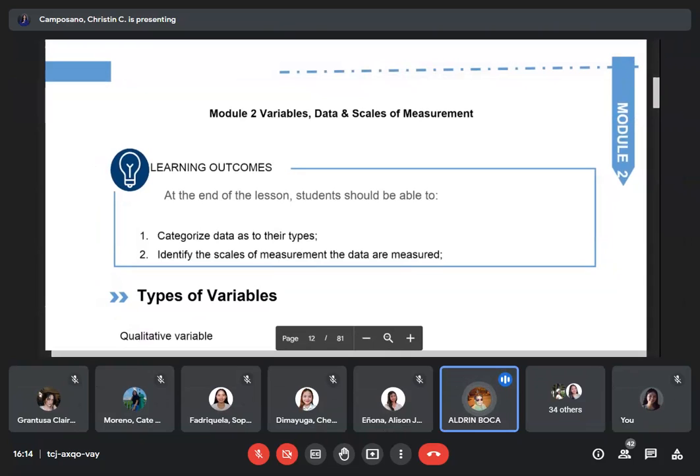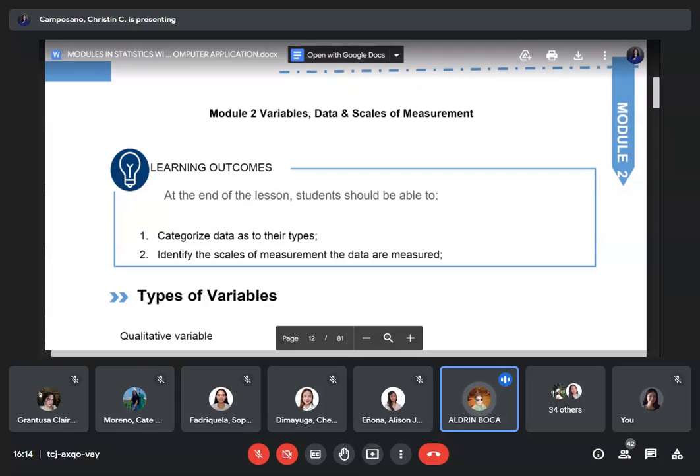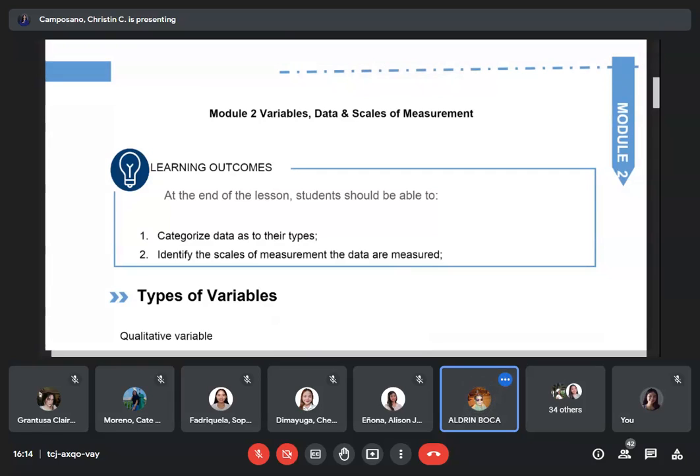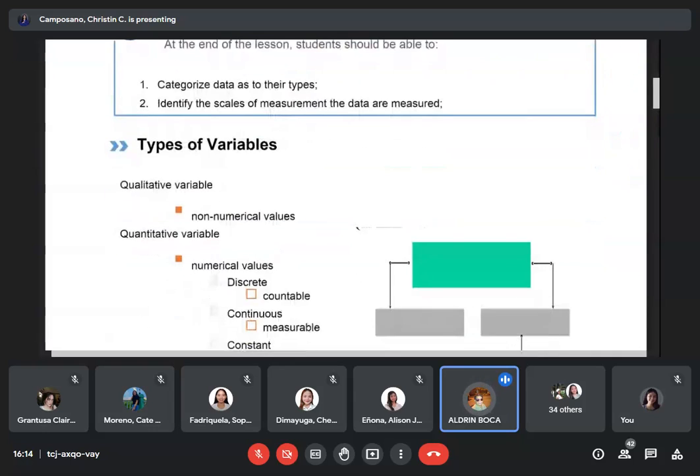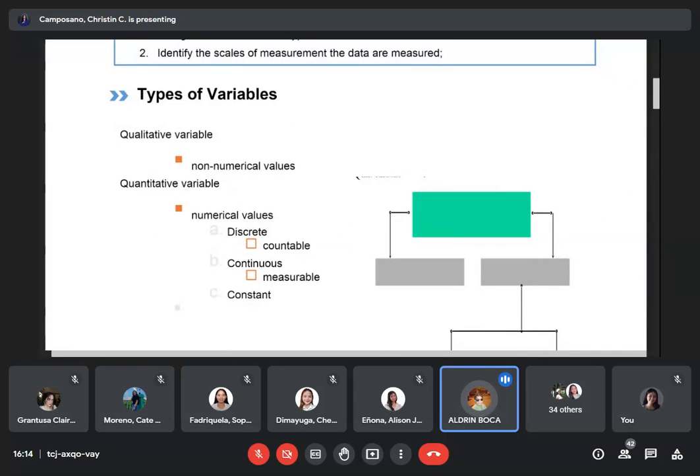Okay, so let me discuss module 2, which includes variables, data, and scales of measurement. In this particular module, you will be asked to categorize data by their types and identify the scales of measurement by which data are measured. Generally, there are two major types of data: qualitative data and quantitative data.